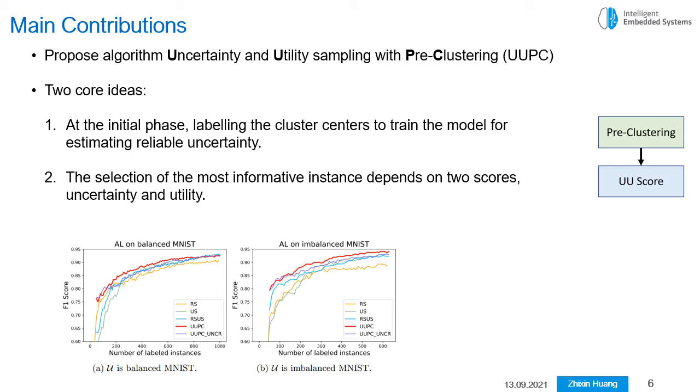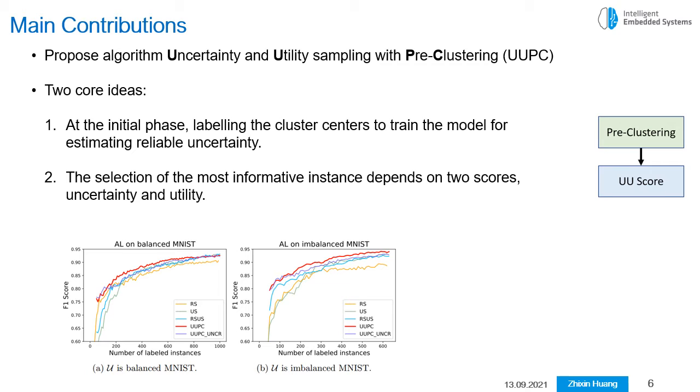So in this case, we propose our algorithm, uncertainty and utility sampling with pre-clustering. For short, we call it UUPC. The two core ideas of our proposed algorithm are: first one, at the initial phase, we label the instances close to the cluster center to train the model for estimating reliable uncertainty.